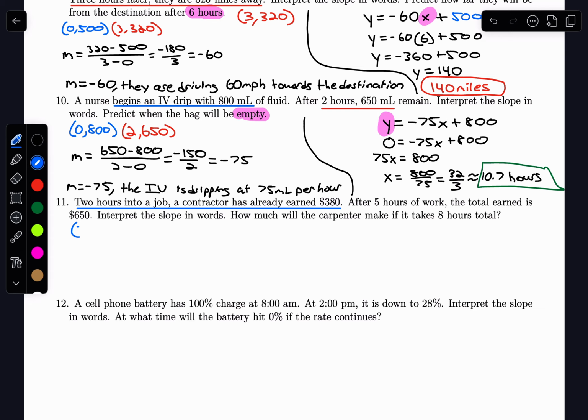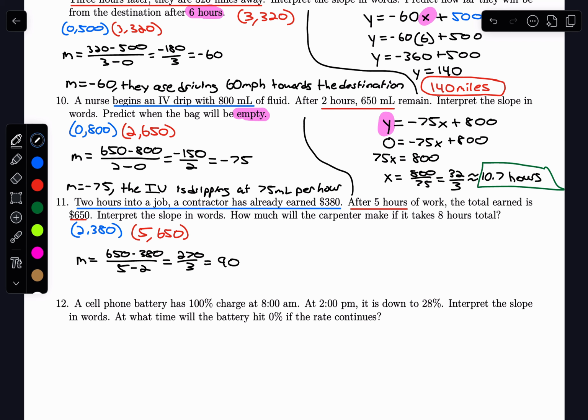So this is going to be the point 2 comma 380, where the x represents hours and the y represents money earned. Then it says after 5 hours, the amount earned is $650. So similarly, we're going to have the point 5 hours, comma, $650. So hours and dollars, hours and dollars. If we find the slope between these, we're going to do 650 minus 380 over 5 minus 2. This comes out to 270 divided by 3, which equals 90.